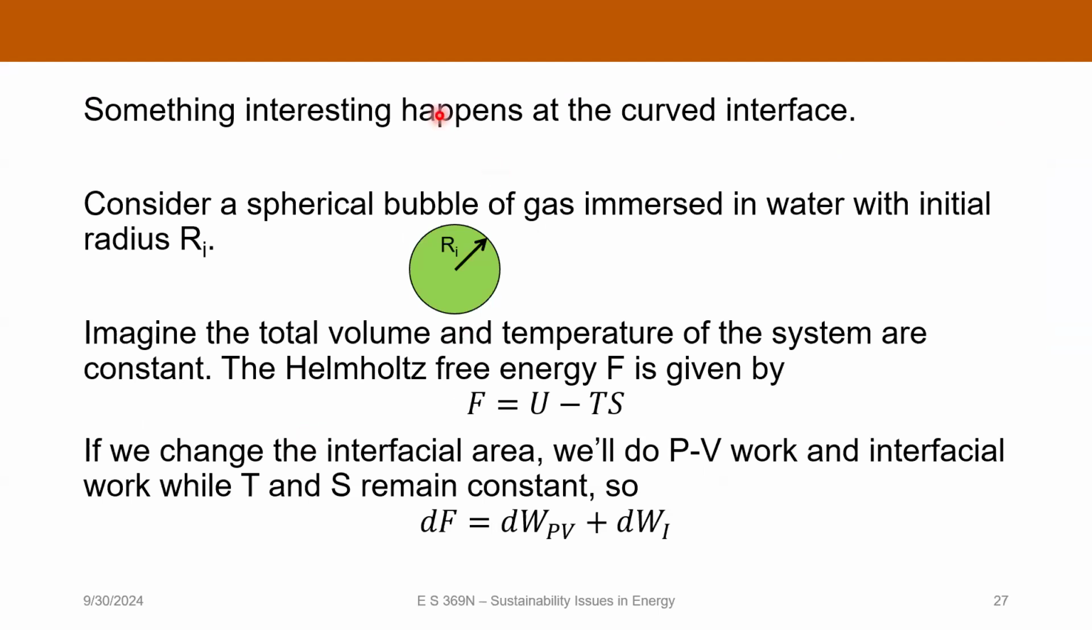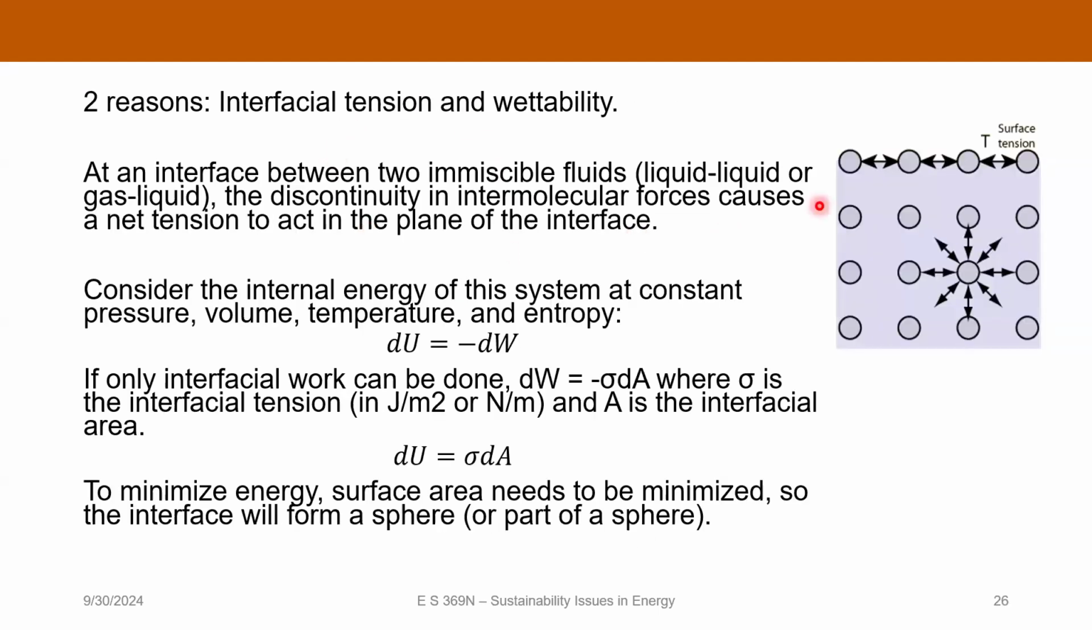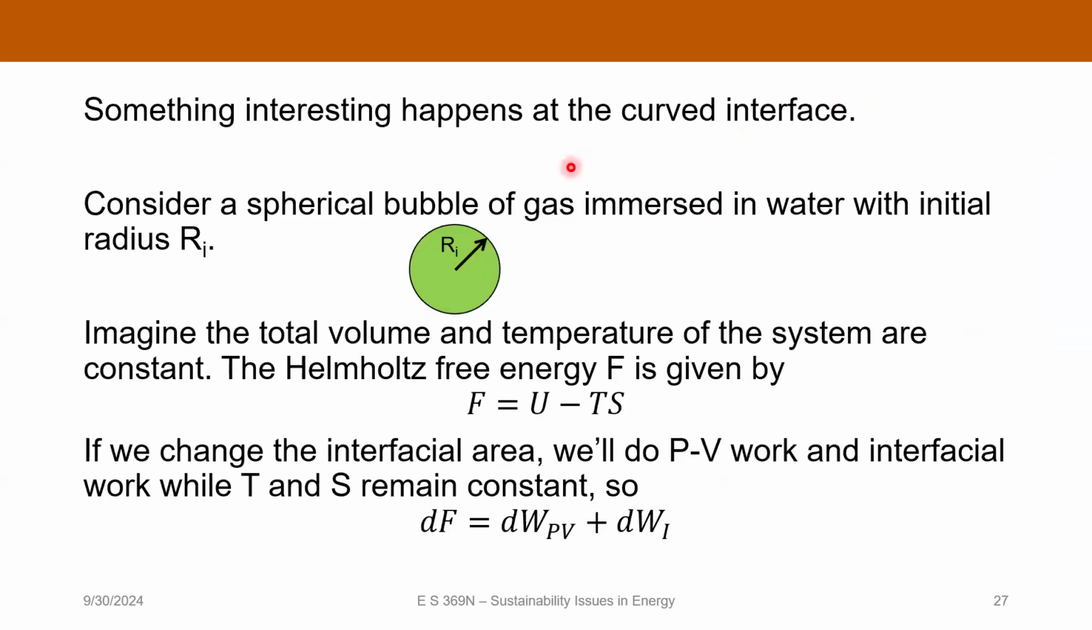Okay, so if we have this curved interface here, there's actually an interesting thing that happens. So let's think of a bubble of gas that's immersed in water. I haven't specified what this gas is. It's green, but that's all we know about it. It doesn't really matter what the composition is. Now, if the total volume and the temperature of the system are held constant, when I say system, that's going to be the bubble of gas and its surrounding water, okay?